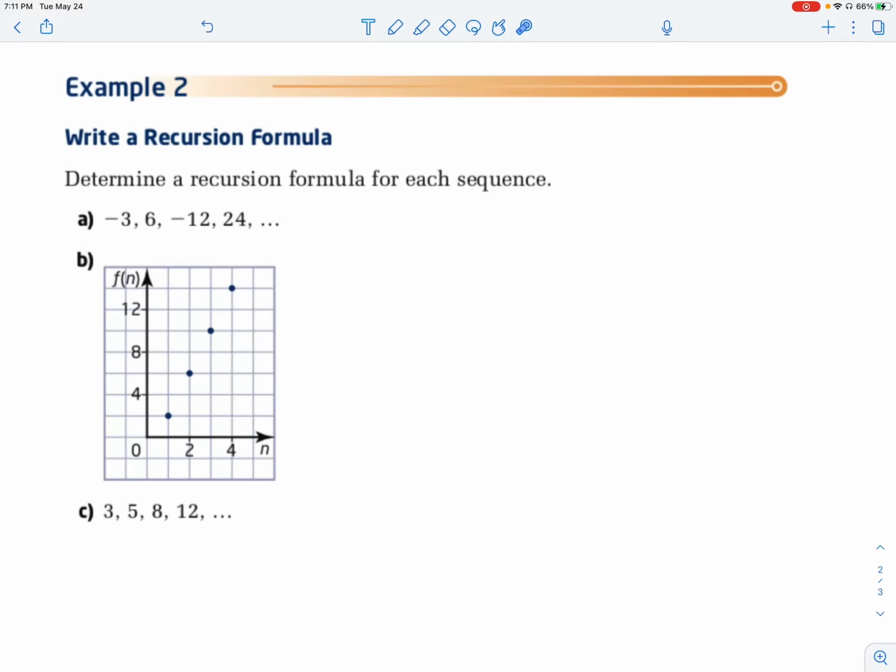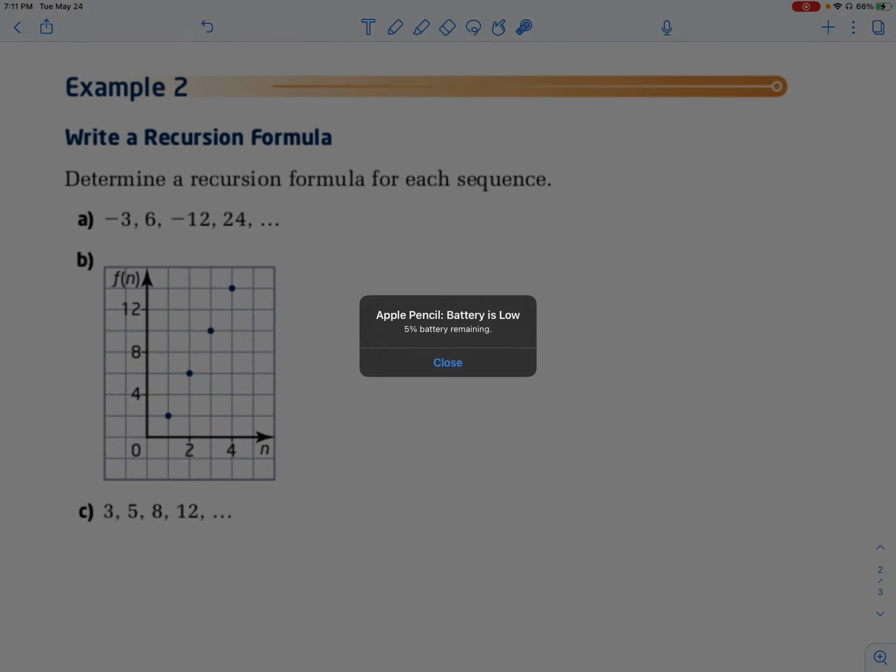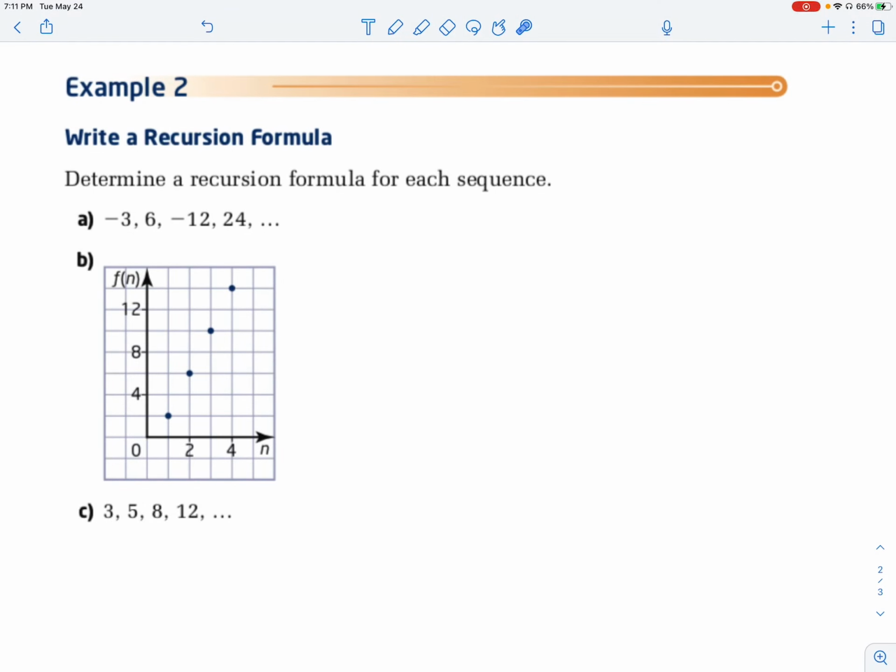Okay, welcome back to our second video. We're looking at example 2 in 6.2, recursive procedures. It says write a recursion formula. So we're now trying to come up with what the recursion formula is. We're given the sequence here for part A, and now we want to find the recursion formula.